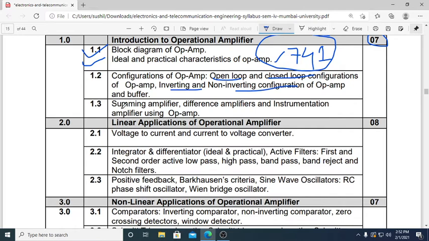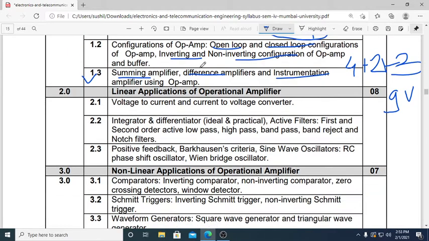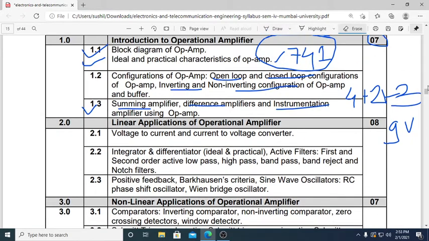After that, we have the summing amplifier, difference amplifier, and instrumentation amplifier using op amp. Suppose you have 4 volts, 2 volts and 3 volts. If you want to add these voltages, 4 plus 2 is 6, plus 3 is 9, so 9 volts is the sum. Then you can take the difference as well. We have to see how to design these using an operational amplifier. This ends module number 1.